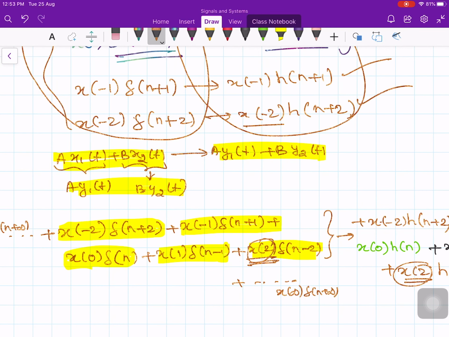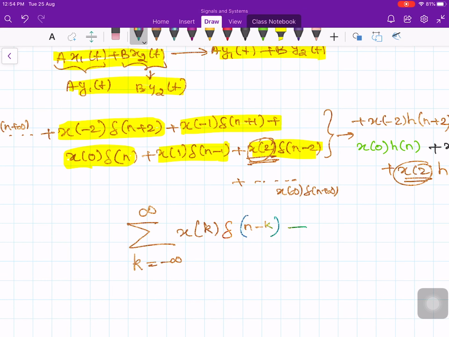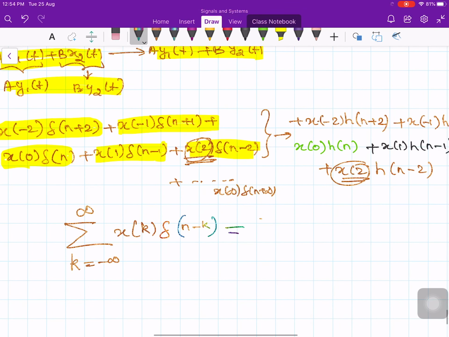Therefore, I can put it in the compact form. The left hand side is the summation over k from minus infinity to plus infinity of x of k h of n, delta of n minus k. What is the right hand side? The right hand side is also the same thing, k from minus infinity to plus infinity x of k, and instead of delta of k here I have h of n minus k.